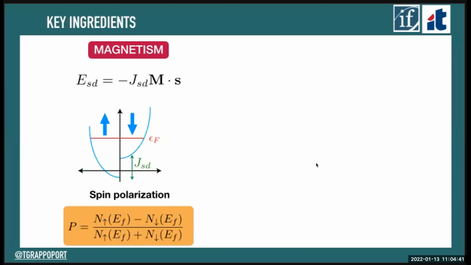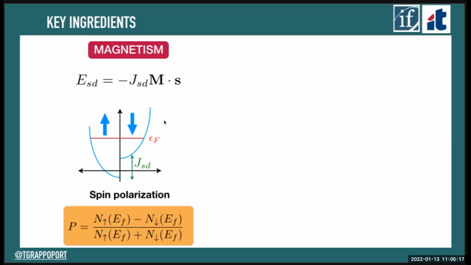One is magnetism. In a very simplified picture of magnetic metals, there is an exchange interaction between the local magnetization and the conduction electron spins, and this produces a shift of the band structure of spin up or spin down carriers, which of course leads to a spin polarization at the Fermi level. This is at the heart of several phenomena, from giant magnetoresistance to something newer like spin torque, where currents can exert a torque on a magnetization in a nanostructure.